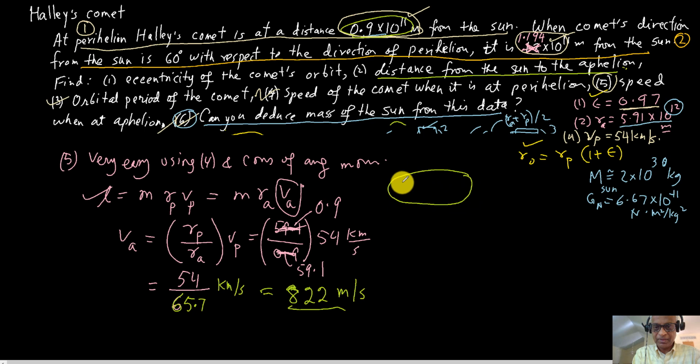So over here it's going at 54 kilometers per second, and over here it's going at 0.8 kilometers per second. And you expect that to be the case, right? Because in the same amount of time, this thing will be going very slow, because this area has to be the same as that area. This is Kepler's second law. So over there has to be slow compared to that.